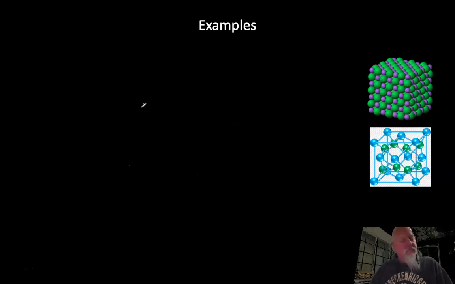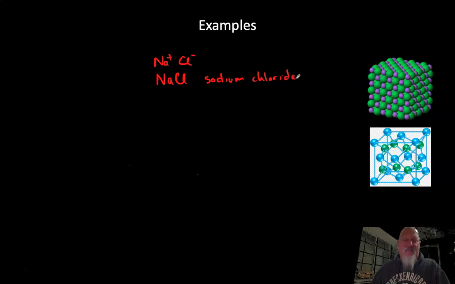So, I have examples here. This one we saw in the beginning, and that was the NaCl. We're going to call that sodium chloride because it's made of sodium ions and chloride ions. Name of the cation, name of the anion.